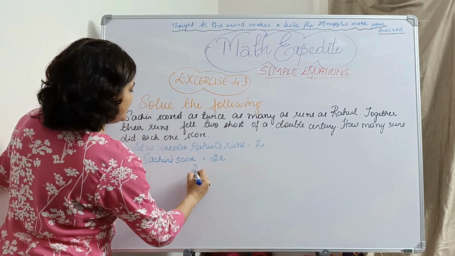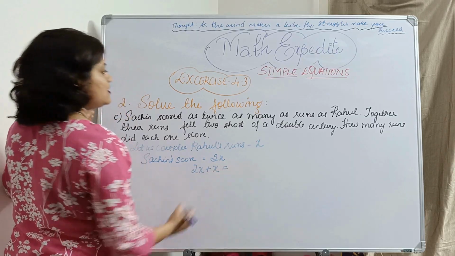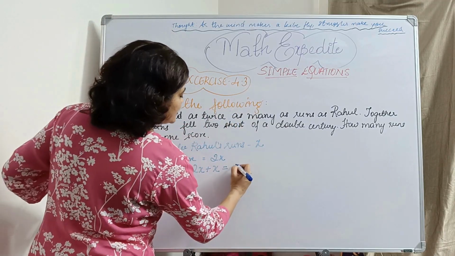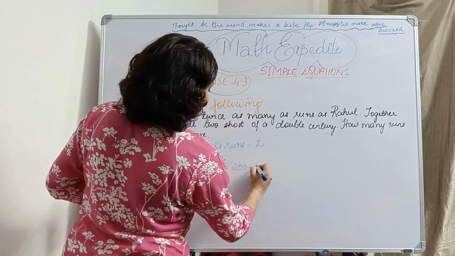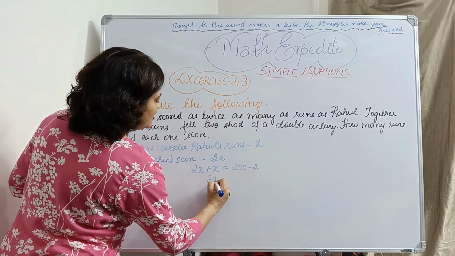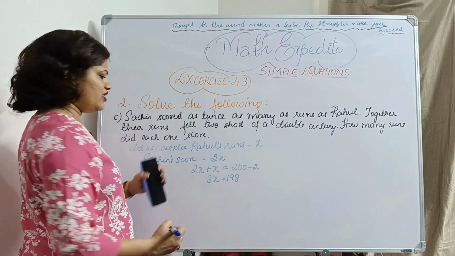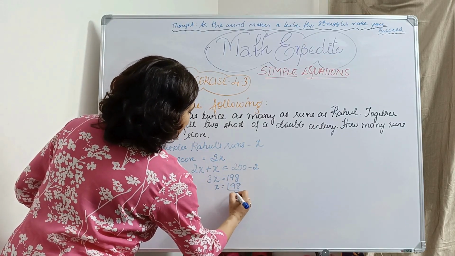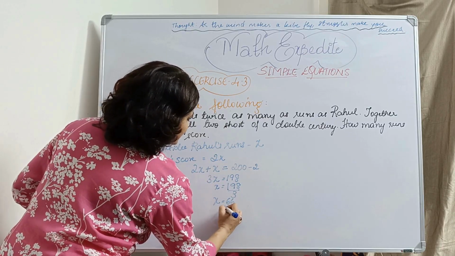Together, their runs, that is 2x plus x, equals 2 short of a double century. How much is a double century? 200. 2 short, that is minus 2. Okay. So let us add this. 3x equals 198 is the equation. Let us further simplify this. X equals 198 by 3. X equals 66.